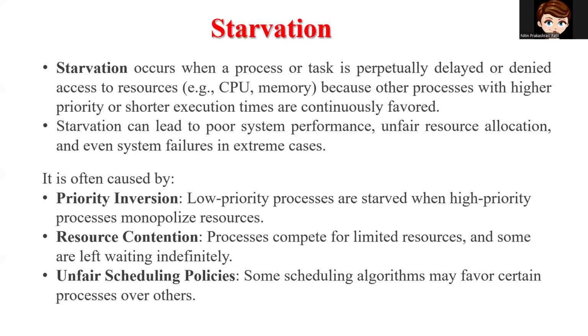Next is starvation. It occurs when a process or task perpetually gets delayed or denied access to a resource because there are other processes to which access is given, or which may be always favored. This starvation can lead to poor system performance, unfair resource allocation, and even system failures in extreme cases. It is mostly caused by priority inversion, resource contention, and unfair scheduling policies.